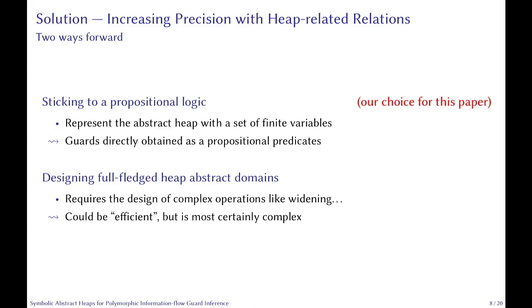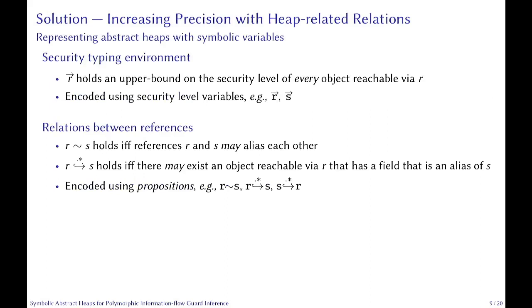I mean, there's a lot of research on abstract interpretation for heap programs, so I don't go into details here much more. So I just wanted to explore a bit more what we could do. So as before, we can keep variables holding security levels, like R a row, and we can add a few variables that hold relations between the references.